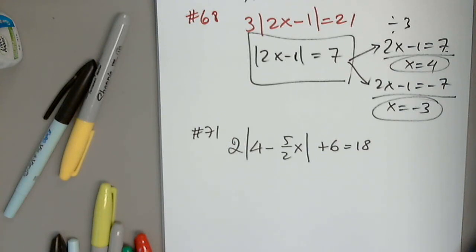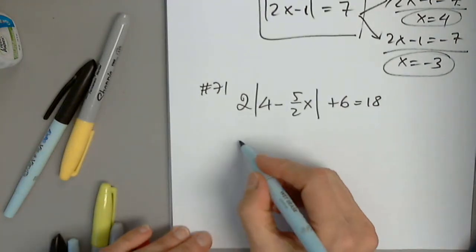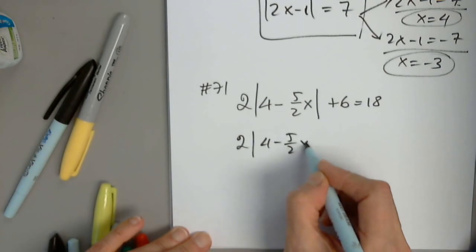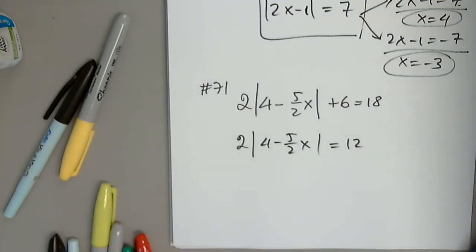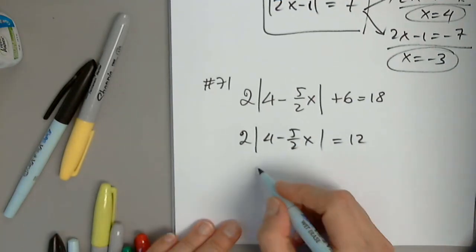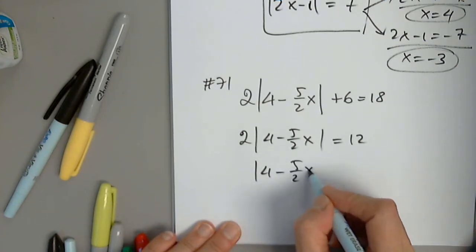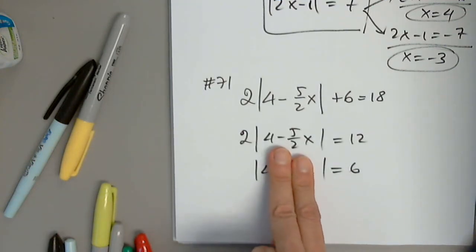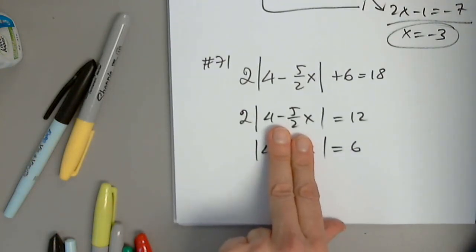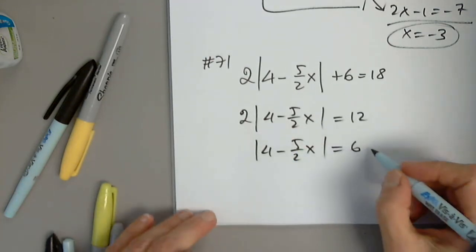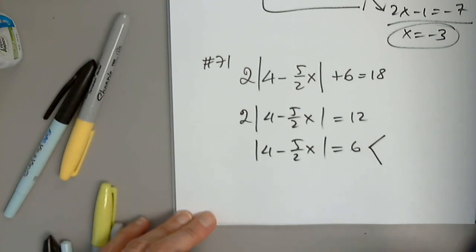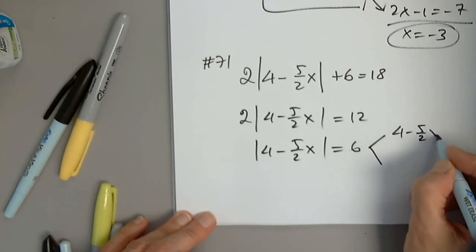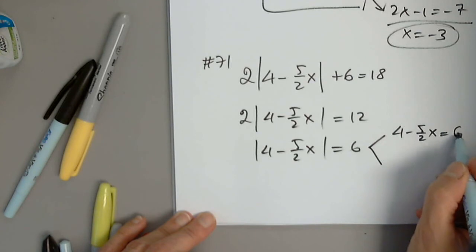Perfect. Can I clean it up? First step. Subtraction. Awesome. So then I have 2, the absolute value of 4 minus 5/2 x equals 12. Can I further clean it up? Very good. So the absolute value of 4 minus 5/2 x equals 6. And now I'm asking myself, what can I have in here? Where my fingers are. -6 plus 6. Exactly. So please give me 2 equations. 4 minus 5/2 x equals -6.